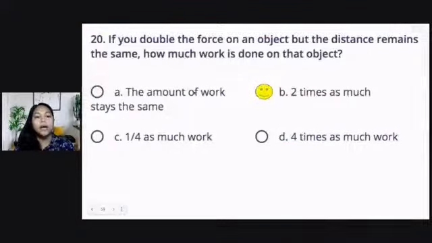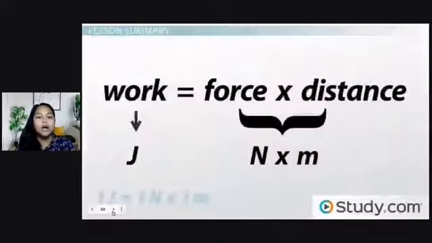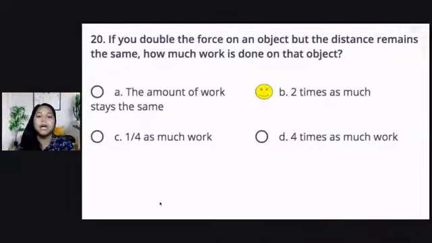Now, going back to the item that you have, if you double the force, but the distance remains the same, how much work is done on that object? We say twice as much because work is directly proportional to your force. So, if you double any of this, kung dinoble mo yung force mo, or dinoble mo yung distance mo, your work would also be doubled. Okay, so directly proportional lang siya. And so letter B, 2 times as much yung ating tamang choice.